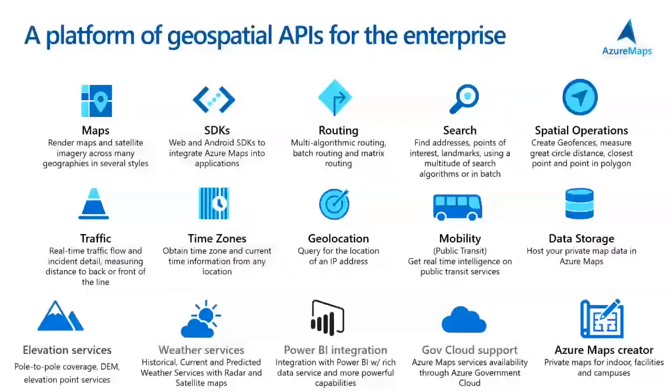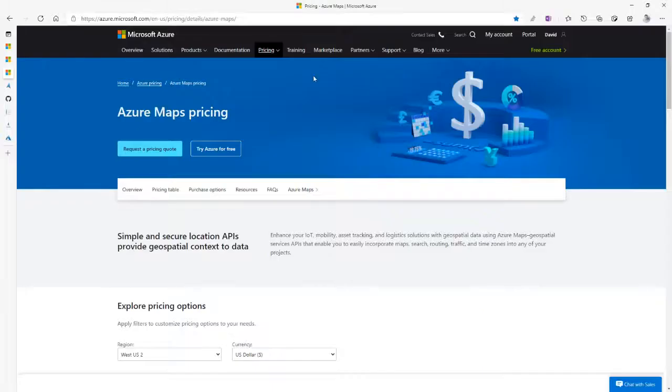Sure. So talking specifically about what kind of APIs we have available, we have map rendering, which is the primary functionality, where you can include a map in the application. We have all the images, and there are different ways. Something that I would like to do is show some of the examples. So we have the SDKs, the web and Android SDKs. As we mentioned, we have routing, search, spatial operations, traffic, time zones, geolocation, mobility, data source, elevation, and so on. But it is more exciting to show it with demos, right?